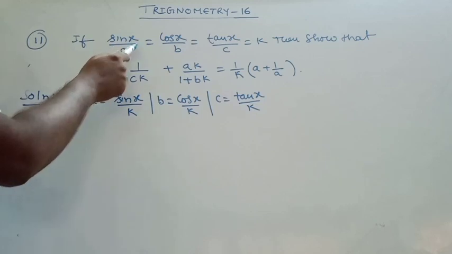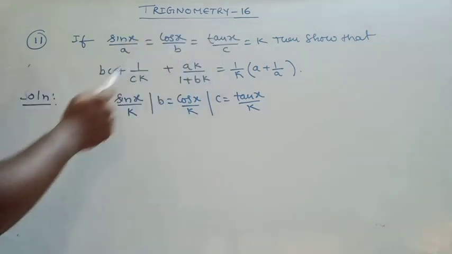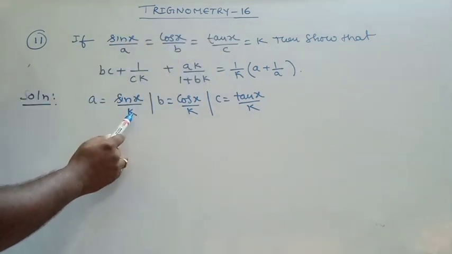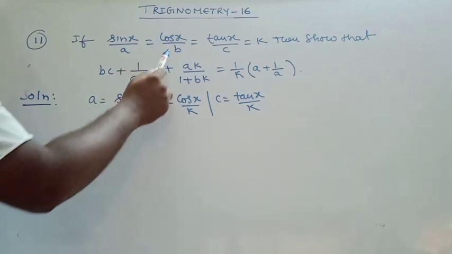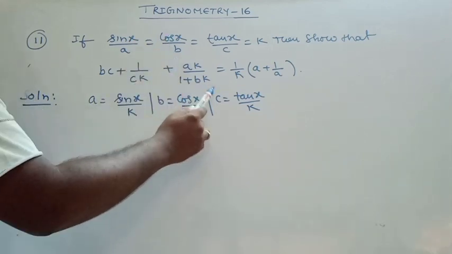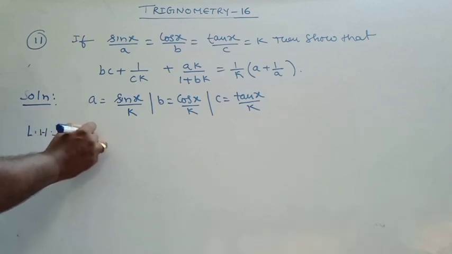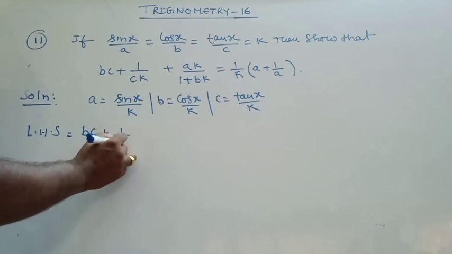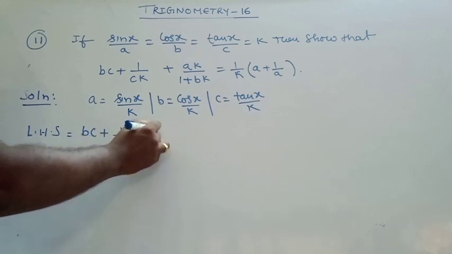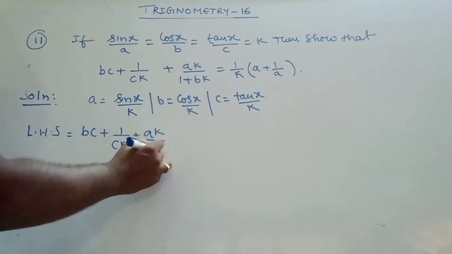They are given that sin x by a equal to k, then a is equal to sin x by k, and b is equal to cos x by k, and c is equal to tan x by k, like this. Now let us take the left hand side part here. The left hand side part you have here bc plus 1 by ck plus ak by 1 plus bk.